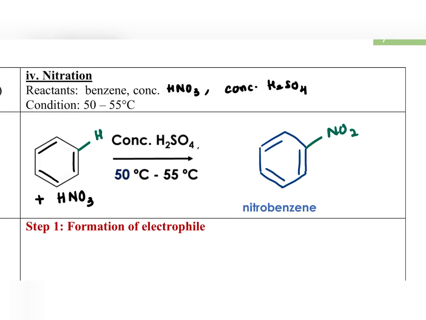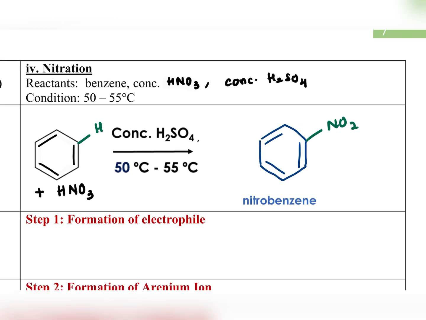So for this video, kita akan tengok mechanism untuk benzene, and this mechanism is nitration of benzene, and the type of reaction masih lagi electrophilic aromatic substitution reaction. Okay, so untuk this reaction, you can see here kita ada reactant kita benzene, and you have concentrated HNO3, your nitric acid, and concentrated H2SO4. Okay, and the condition must be between 50 to 55 degrees Celsius.